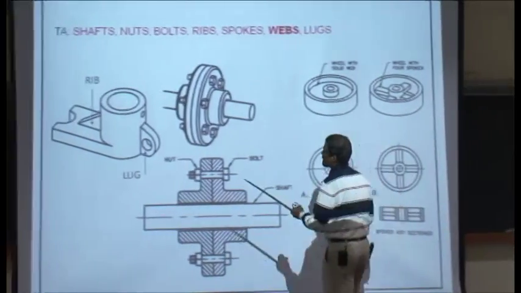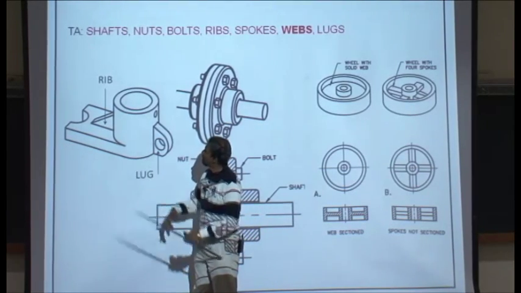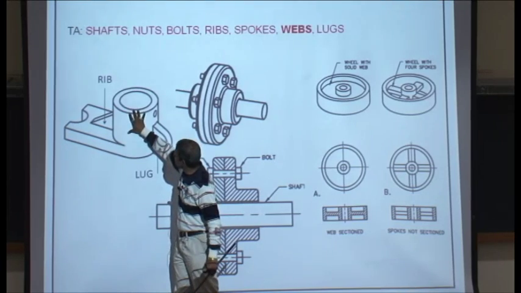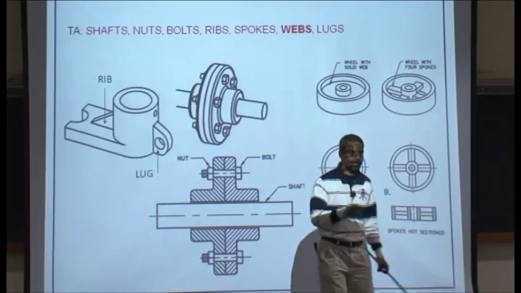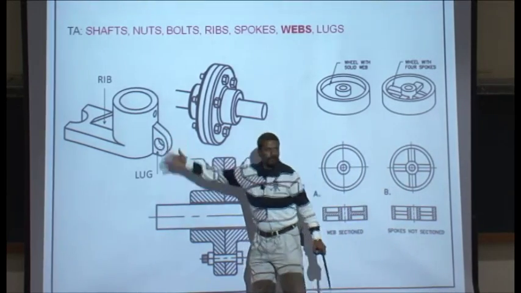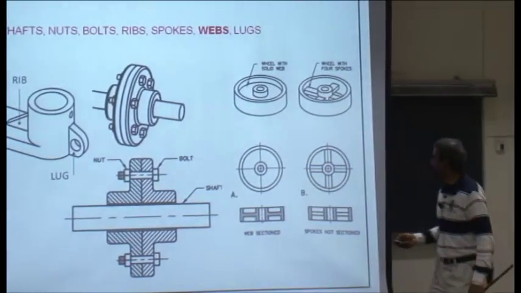For example, this thing is to, in a way, ensure perpendicularity between the cylindrical feature and this platform. Okay, so it's just there. And let go of this. Okay, so it won't matter much.